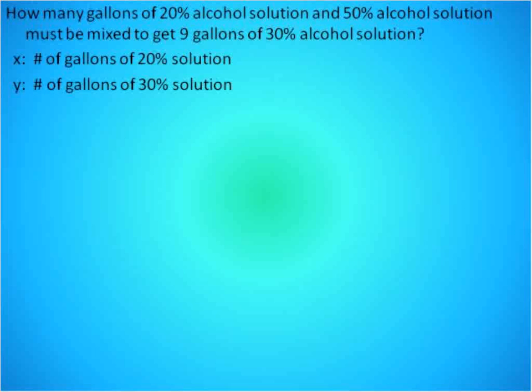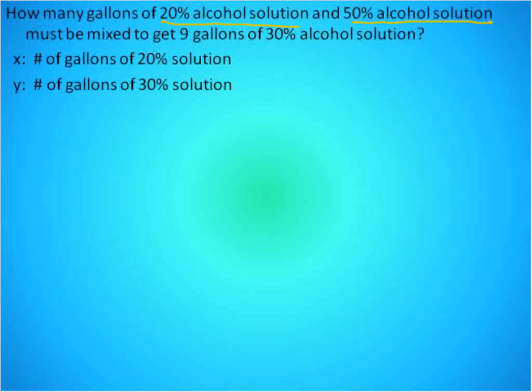How many gallons of 20% alcohol solution and 50% alcohol solution must be mixed to get 9 gallons of 30% alcohol solution? So notice these are gallons of, it could be water mixed with alcohol, it could be anything mixed with alcohol, but what they're asking for is how many gallons of this solution and how many gallons of this mixture do we need to get 9 gallons of a 30% solution. So those are our variables. X, the number of gallons of 20% alcohol solution, and Y, the number of gallons of 50% alcohol solution.